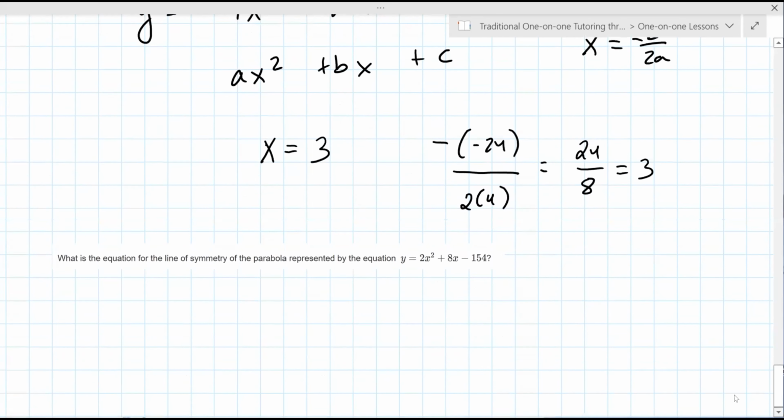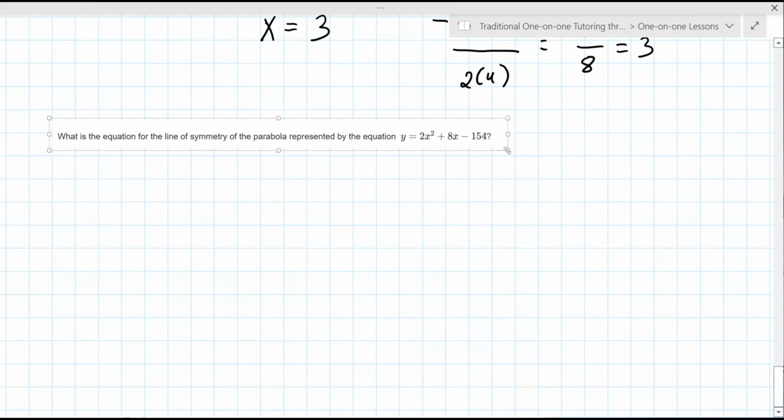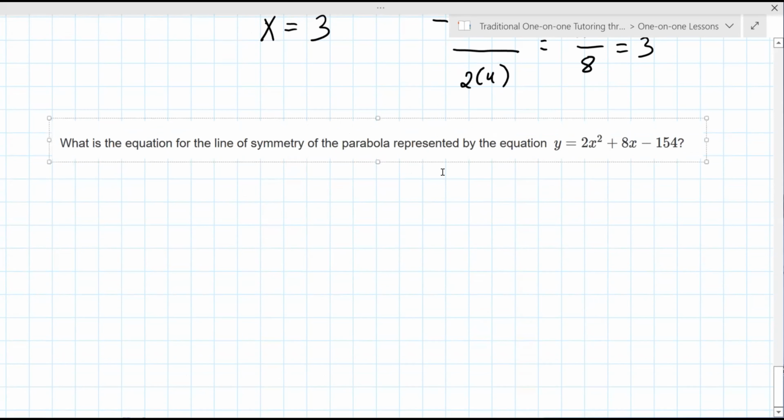Okay, so this question wants you to find the line of symmetry. So I'd like you to try this problem. You can graph it. You can use the formulas. Doesn't matter to me. I'm looking for an equation this time. Oh, equation.